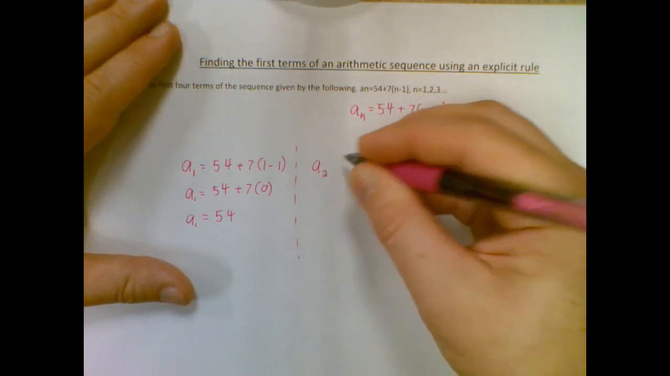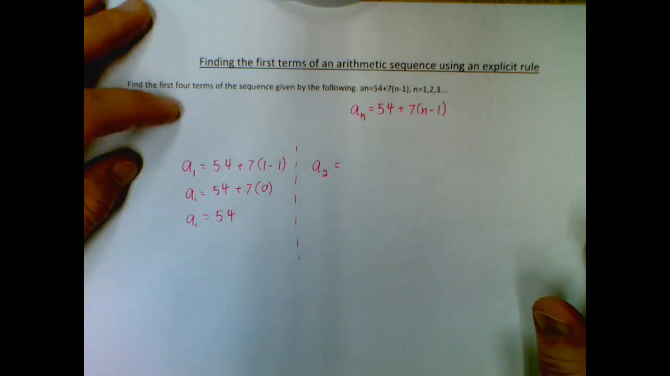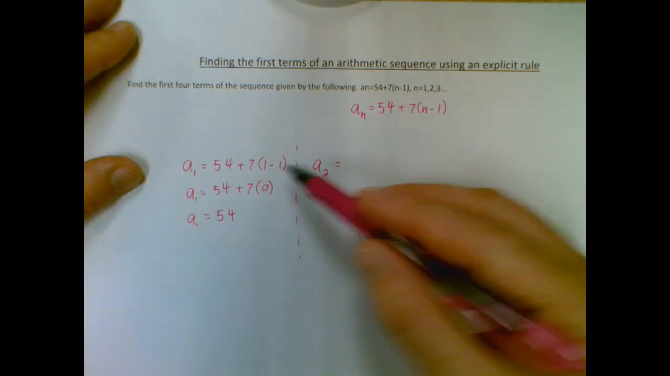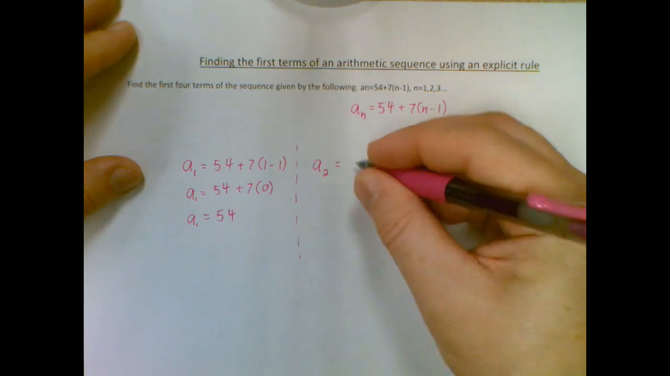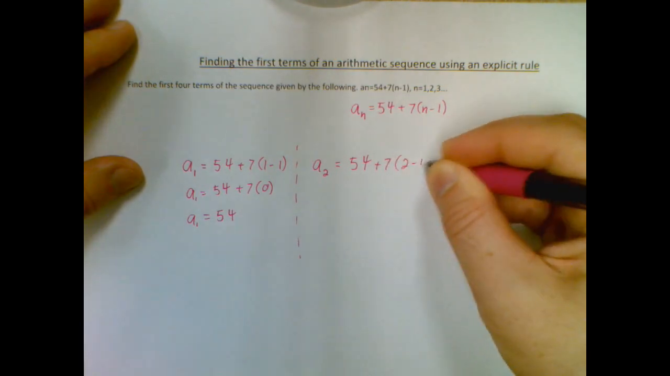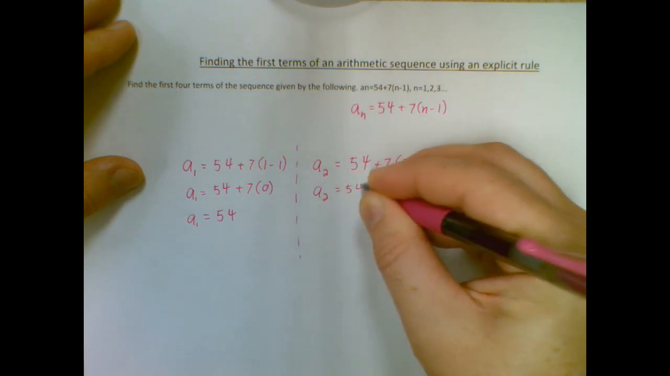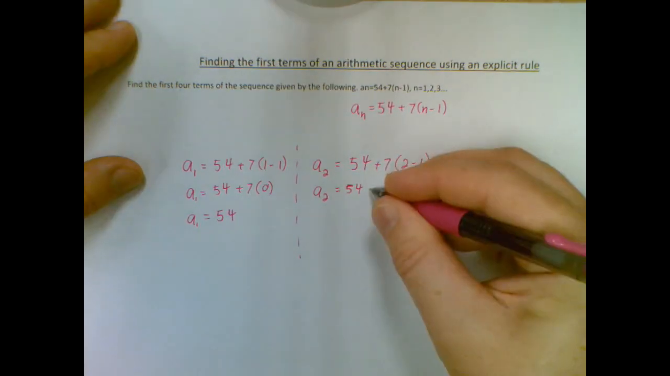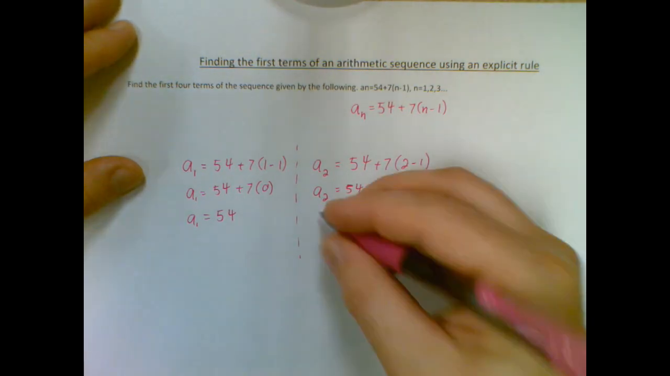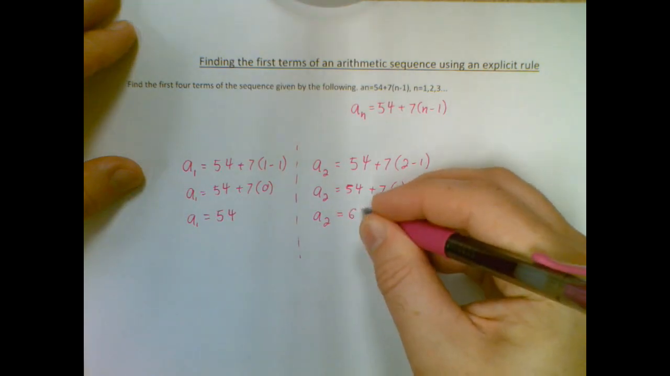So we're going to move on to a2, because remember I'm going all the way a1 to a2, a3, and stopping at a4, because it just wants the first four terms here. I'm going to do the same thing, but instead of plugging 1 in, I'm going to plug in 2 for n. But it's still 54 plus 7, and then 2 minus 1. So 2 minus 1 is 1, so that just turns into 7. So 54 plus 7 is going to be 61.